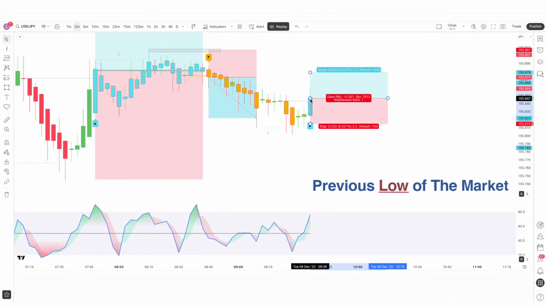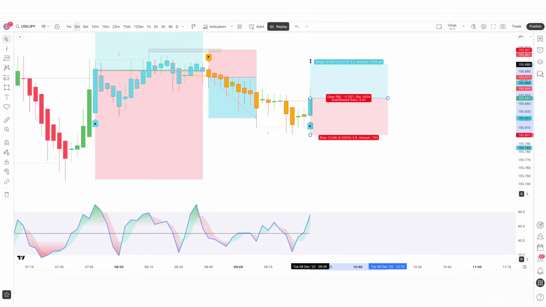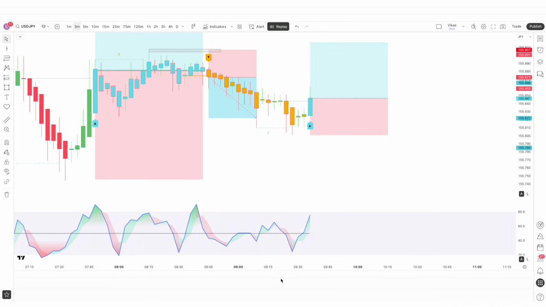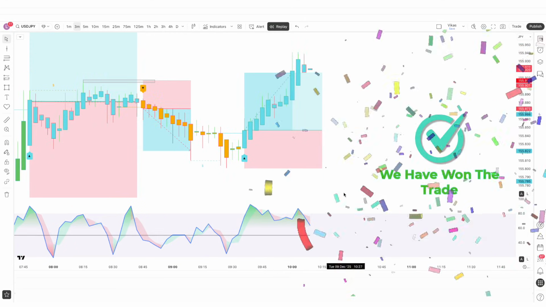Our stop loss is to be placed at the previous low of the market, and the risk to reward ratio will be 1:1.5. Our trade is running in profit. We have won the trade.